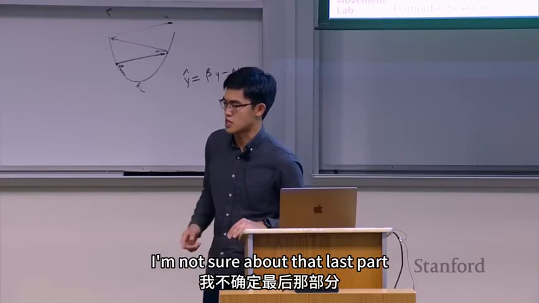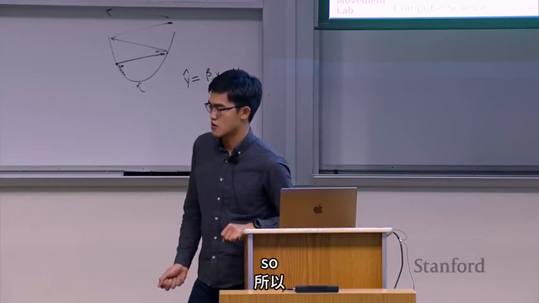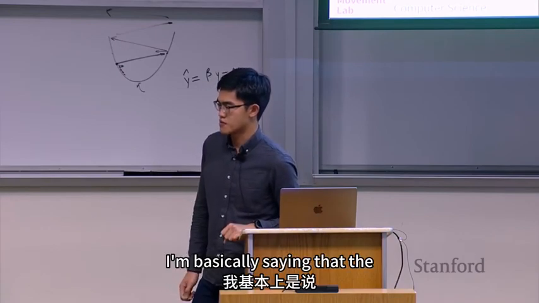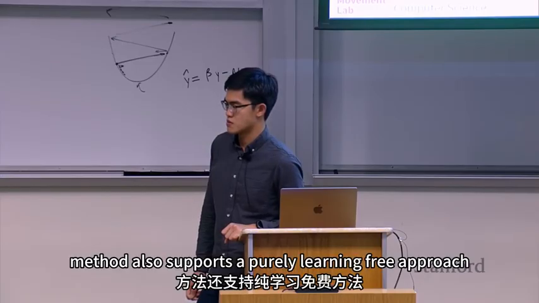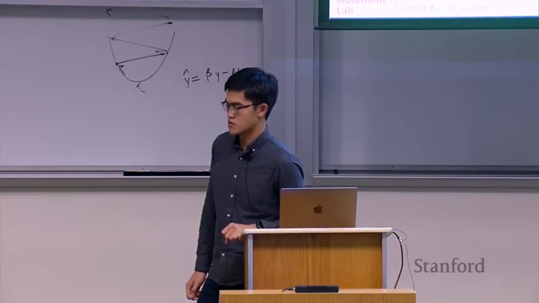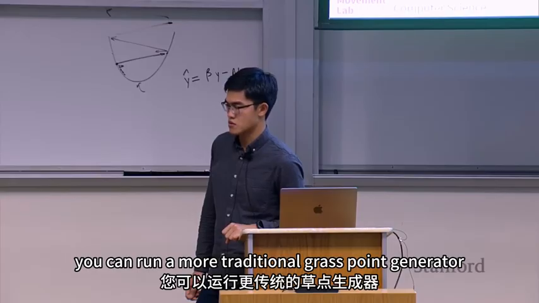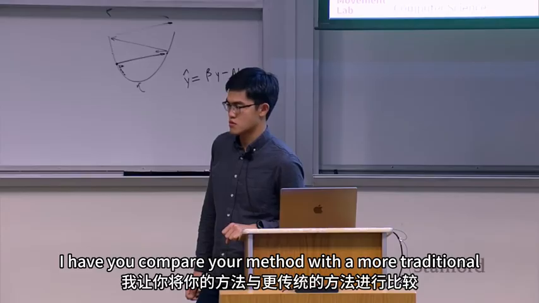I'm not sure if I got the last part. I'm basically saying that the information available to your method also supports a purely learning-free approach. Since you have the model for every single grasp, technically you can run a more traditional grasp point generator too, right? Have you compared your method with a more traditional approach?